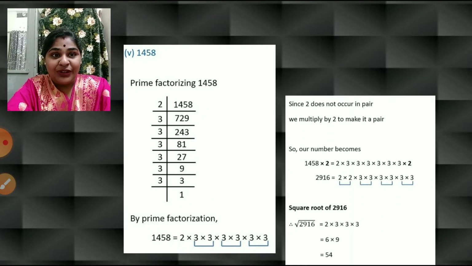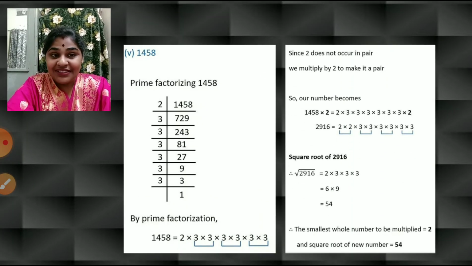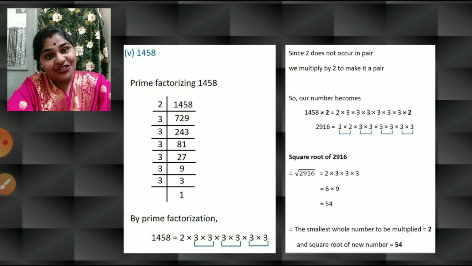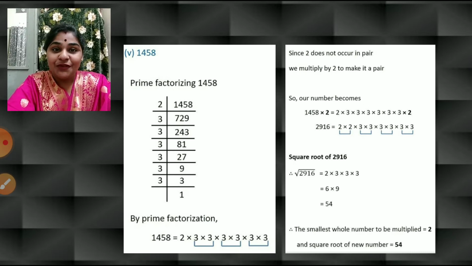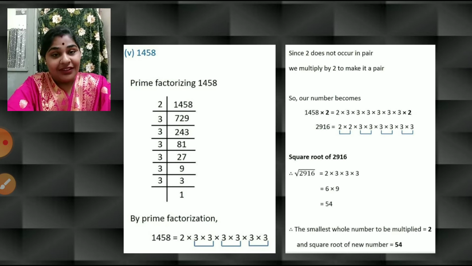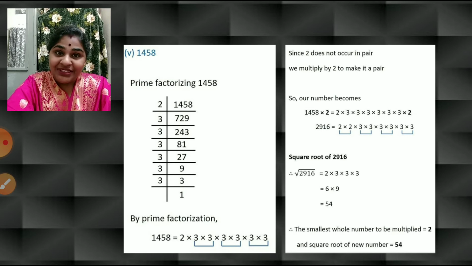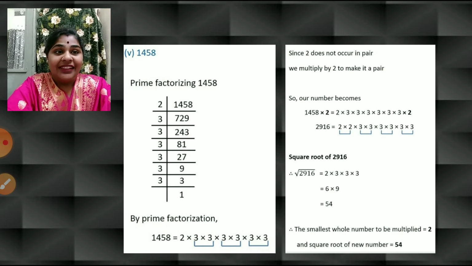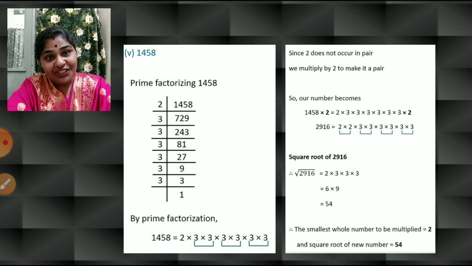So the fifth one also is the same, children. I will just display the answer. Try by your own first, and then you can check your answers. So very easy it is. First prime factorize it. Whichever number is left alone, that number you have to multiply on both sides. So you will get a new number after multiplying the given number in the question, and then for that new number you have to find the square root. Taking one number from each pair, multiply them, and you will get the answer for the square root.